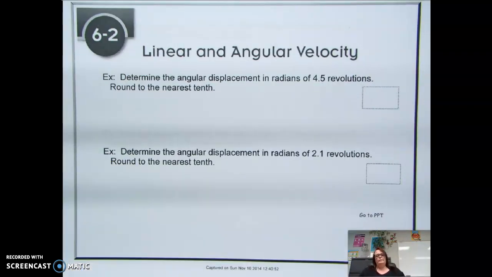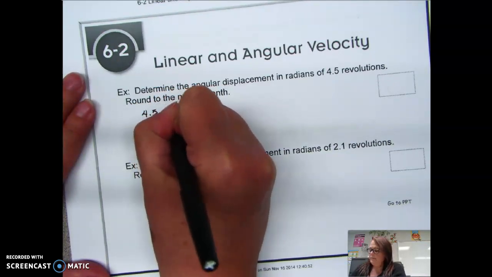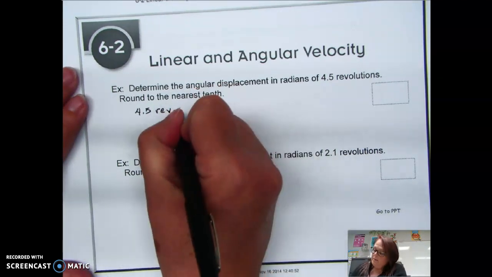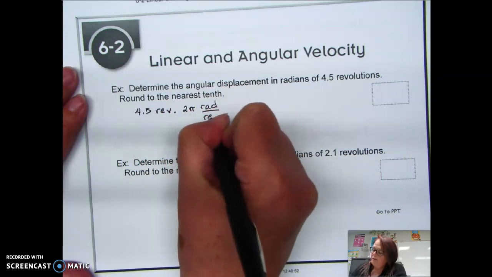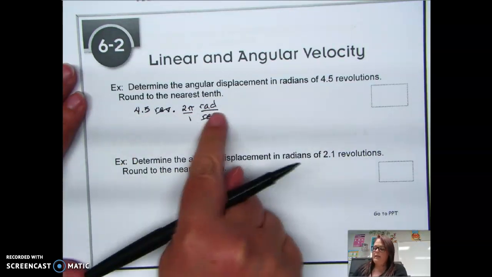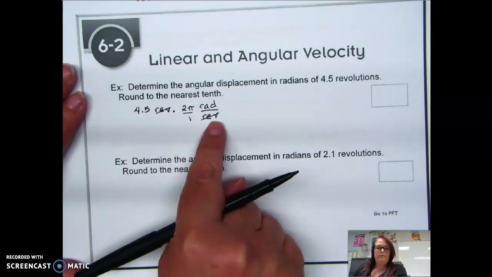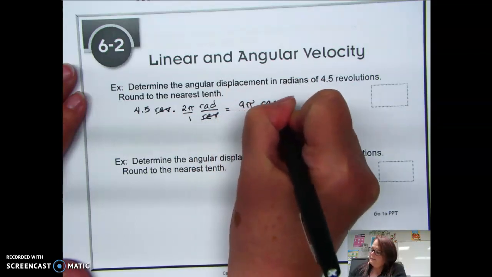All right, so it says determine the angular displacement in radians of 4.5 revolutions. Now, normally what we would have done is 4.5 revolutions times how many degrees per revolution, which was 360. But now we're going to say times how many radians per revolution. So think of this as like chemistry. I want to get rid of the revolutions and bring in the radians. So I have 4.5 revolutions times 2 pi radians for every 1 revolution. So multiplying across, that's going to be 9 pi radians.